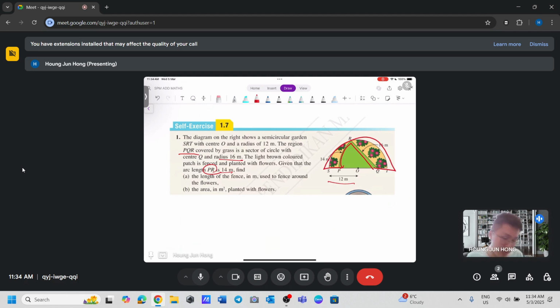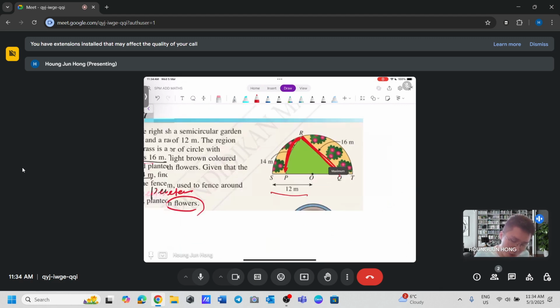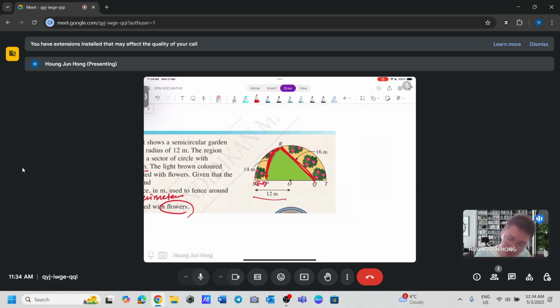Then they ask you to find the area of the flower. So this is perimeter and this is area. Let's start from perimeter, which should be quite simple. You can see this is given, so just use them. This is already given. You just have to find out what this part is.